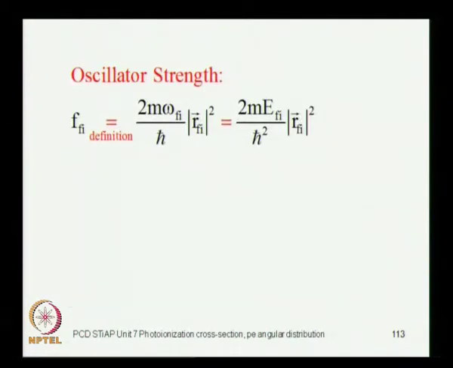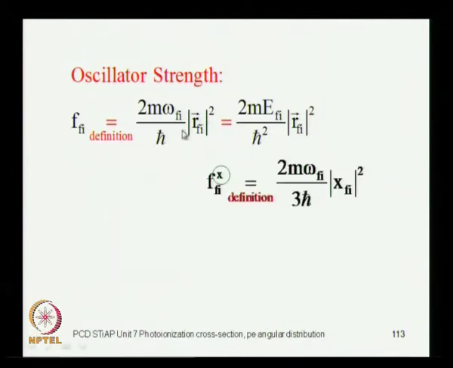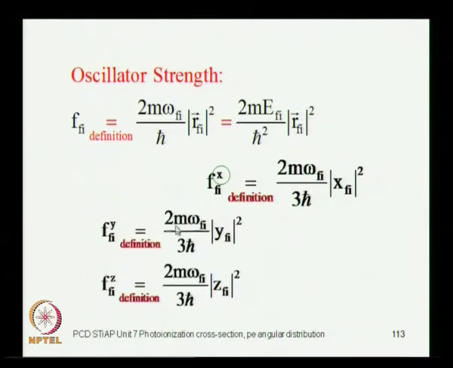So, this is the definition of the oscillator strength, and this is for the position vector. Let me write the corresponding expression for a single component, one of the 3 components of the position vector, like x. So, this is what this definition boils down to for the x component, and similarly there are corresponding expressions for the y component and the z component. Okay.